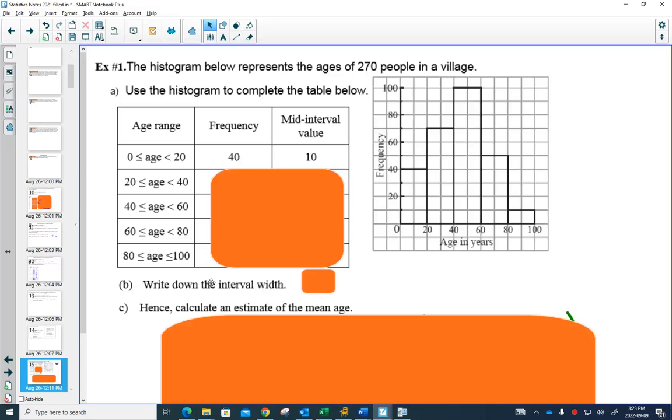Okay? The frequency is how high that histogram is. The frequency there is 40. We would say that our mid-interval value is 10. That the average age of those between 0 and 20 is 10. And so we could fill out the rest of this chart, how many people between 20 and 40, and I'll get you to look at the data, fill it out quickly on your own. I'll put up the answer in a second.